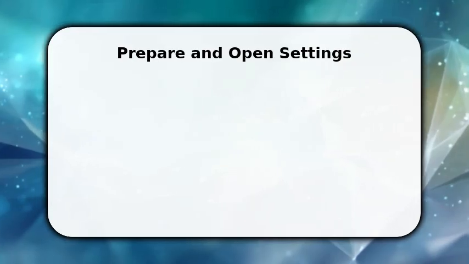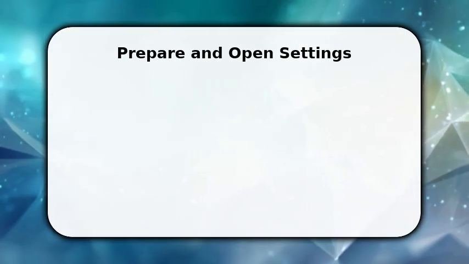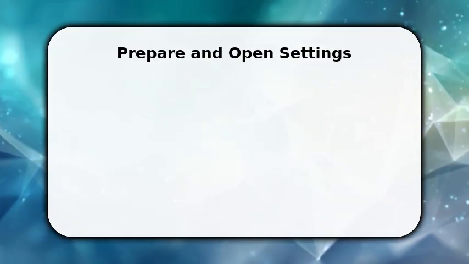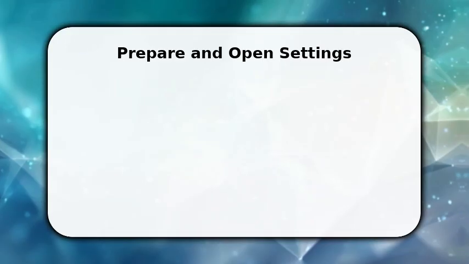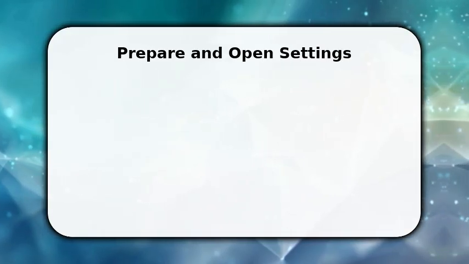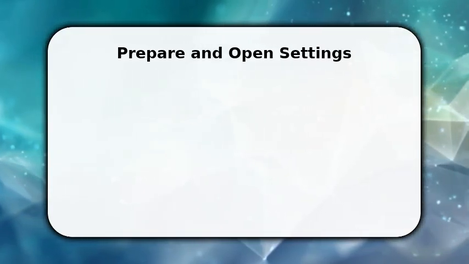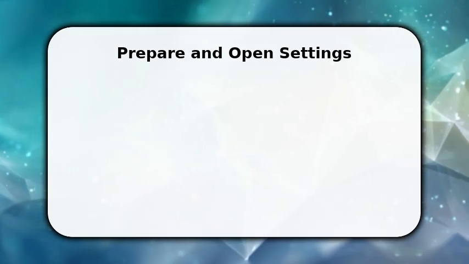You start by ensuring the phone is awake and unlocked. Make sure it has enough charge so the process isn't interrupted. Once ready, open Settings and tap Lock Screen. This directs you to the controls that govern what appears on the lock screen.